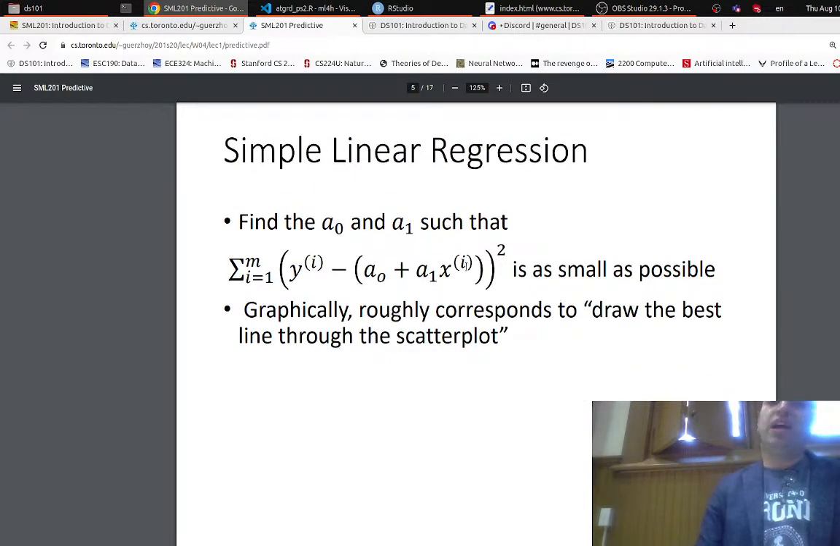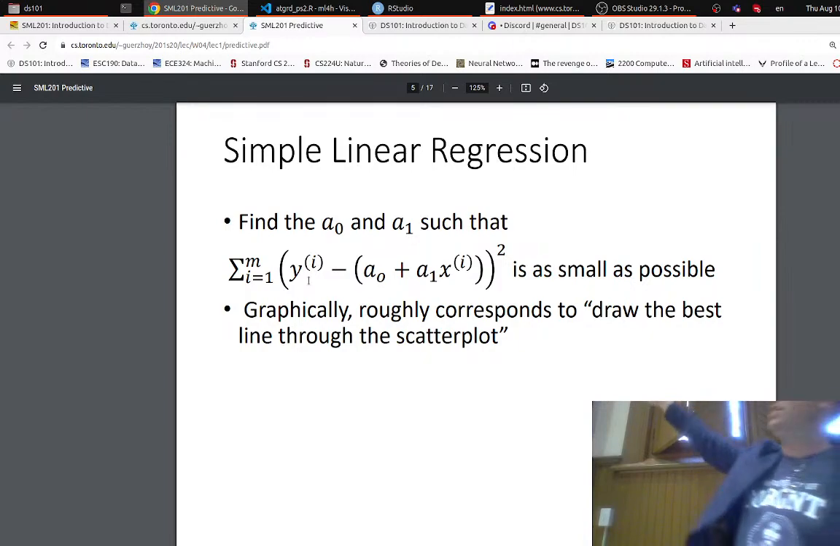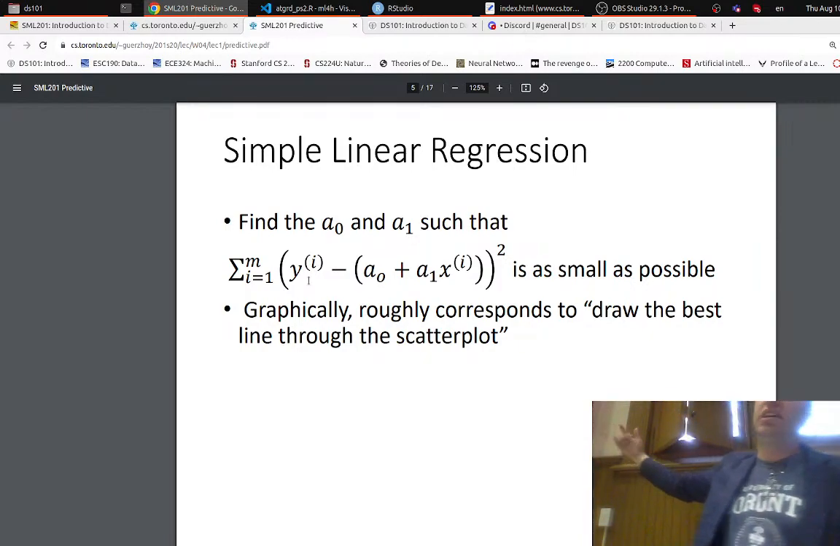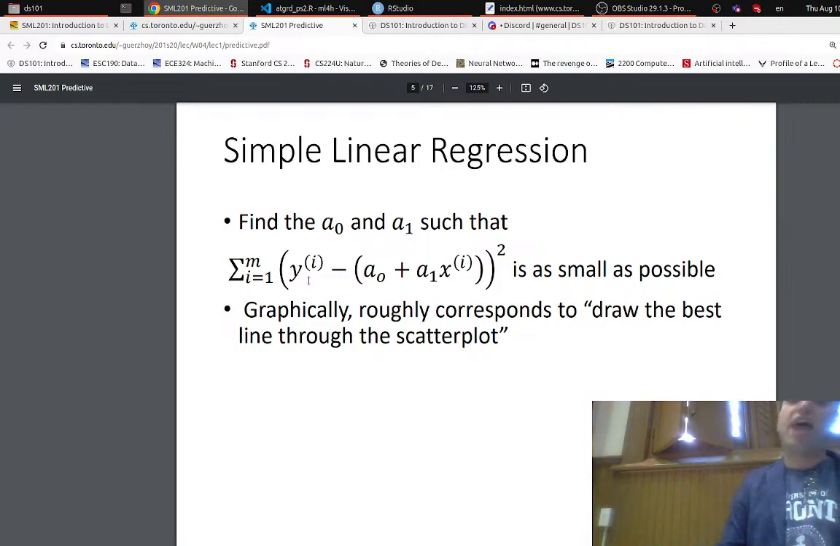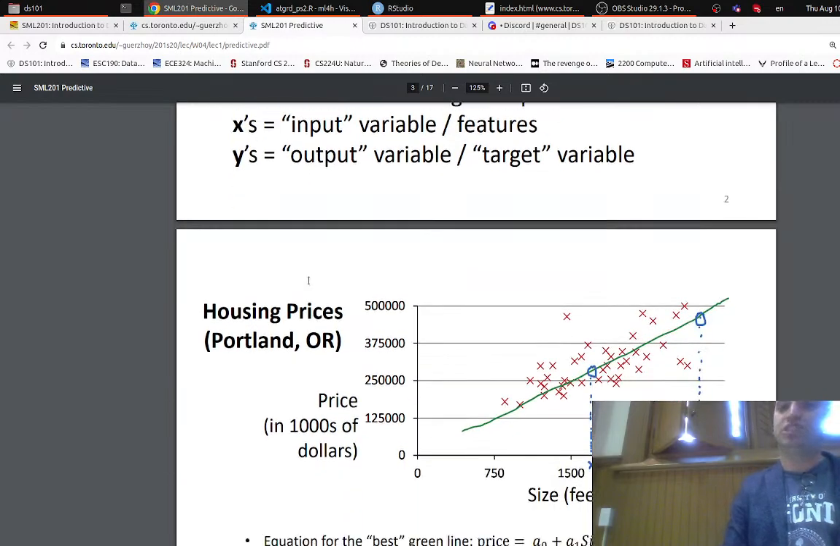So that's what's referred to as simple linear regression. Simple linear regression specifically refers to just having one input x, so for example, the square footage. And it's just saying, find me the green line, whose equation is a0 plus a1x, in such a way that for the training set, the sum of squared differences between the actual price, the actual y, and the retrodicted y is as small as possible. Graphically, this is roughly drawing the best line through the scatter plot. A scatter plot is just this: when you put all the points on the plot, that's called a scatter plot.